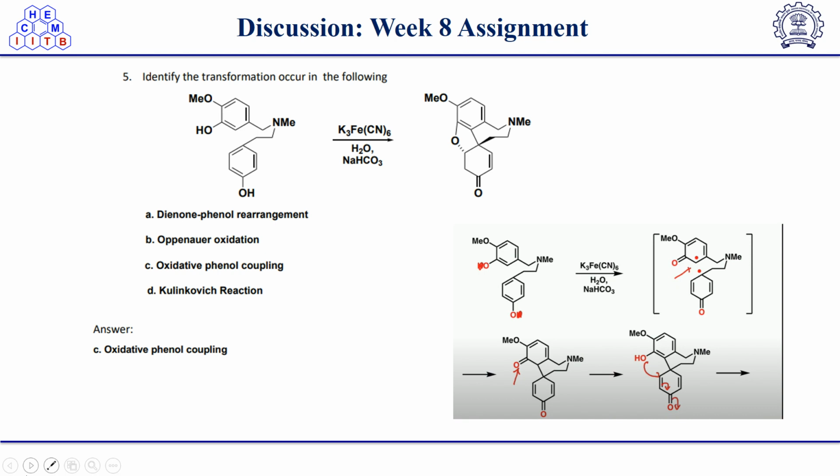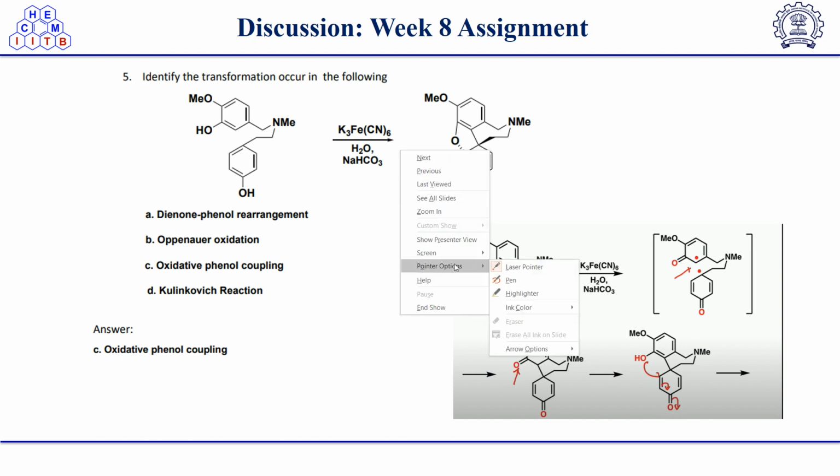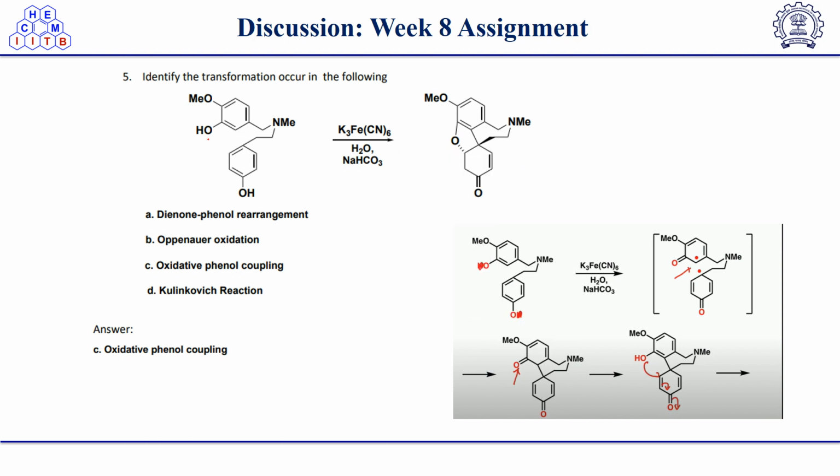Here the correct answer is oxidative phenolic coupling. What is happening is that on treating this compound with potassium ferricyanide in water and sodium bicarbonate, a radical will be generated. That is, this will become an O radical and this will become an O radical, and correspondingly one radical will form here also, and this double bond undergoes homolysis. This will be converted into this particular quinone type of compound.